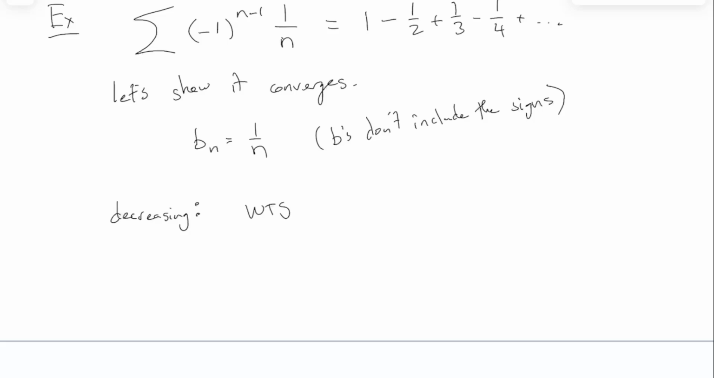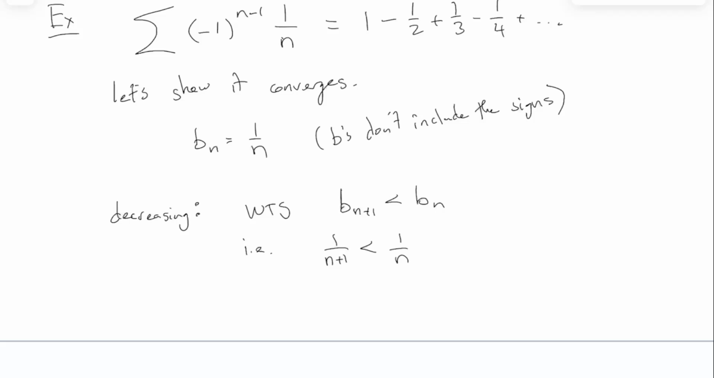I will say I want to show that bn plus 1 is less than bn. This is the same as 1 over n plus 1 less than 1 over n. That's how you would begin. You plug into the sequence 1 over n, and so bn plus 1 would be 1 over n plus 1. Bn would be 1 over n. And then, is that really true? I mean, you would want to prove this somehow.